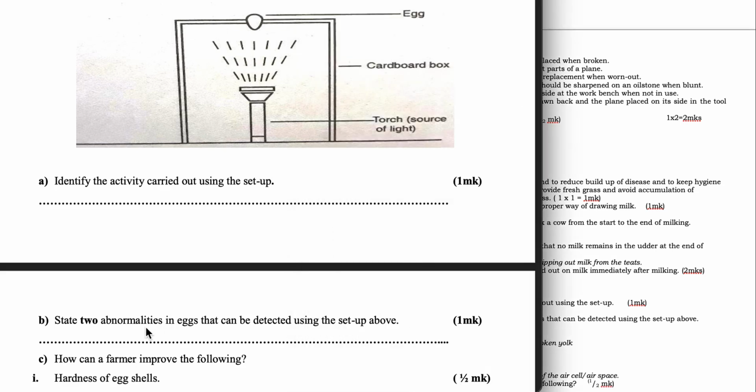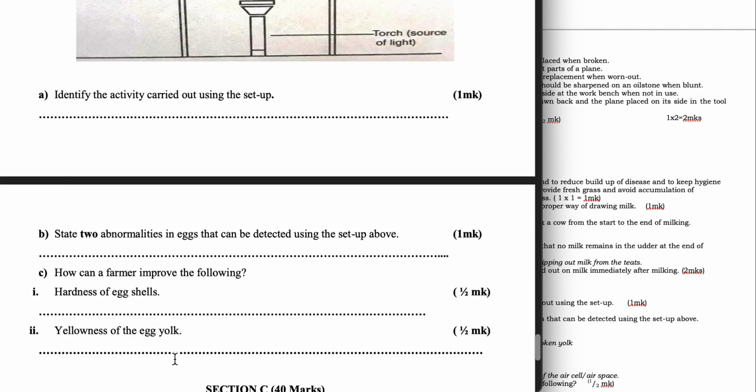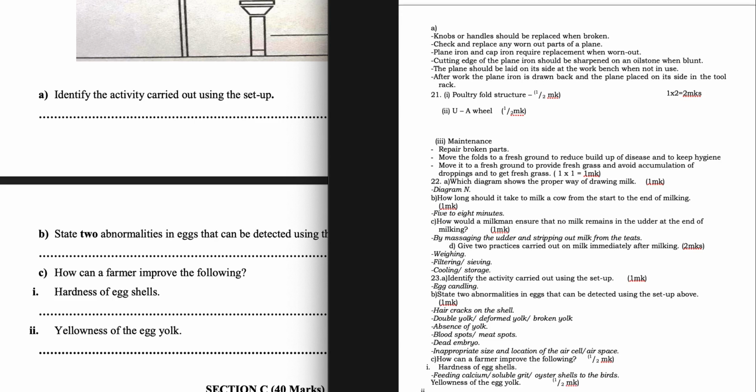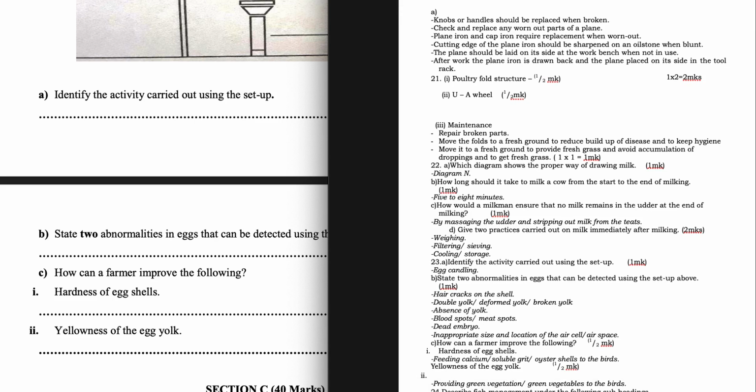How can a farmer improve the following? Hardness of eggshells: feeding calcium, or you can just say feeding soluble grit or oyster shells to the birds. How can you improve yellowness of egg yolk? Is by providing green vegetation or green vegetables to the birds.